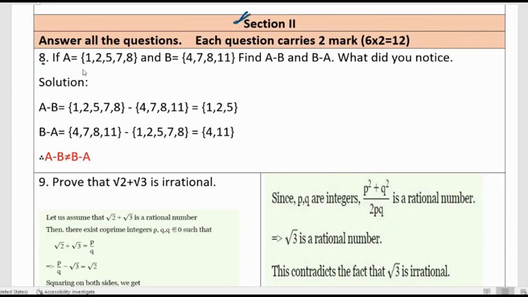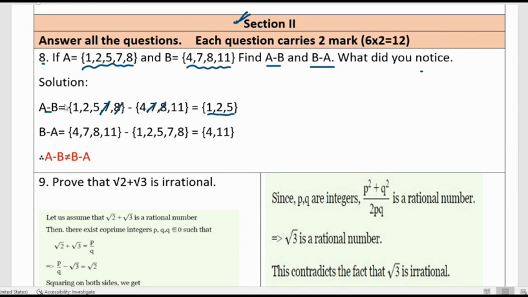Eighth question. If A is equal to {1, 2, 5, 7, 8} and B is equal to {4, 7, 8, 11}, find A minus B and B minus A. What did you notice? A minus B is nothing but {1, 2, 5}. We have to cancel the common elements in both the sets. So common elements are 7 and 8.